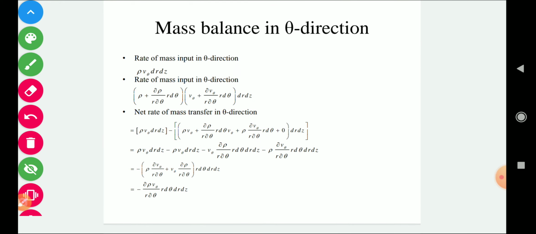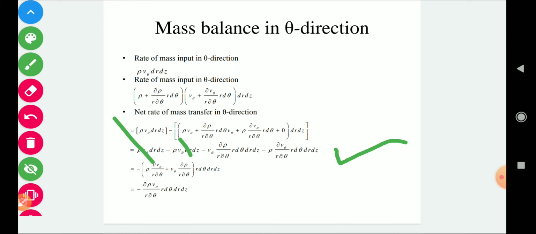So it will give total change in density plus initial density rho, that will give density at the exit point. Similarly, this will give velocity at the exit point. So this is rate of mass out in theta direction. So net rate of mass transfer in theta direction will be equal to rate of mass in minus rate of mass out. So again if you simplify this equation or open the bracket, you will get this equation.